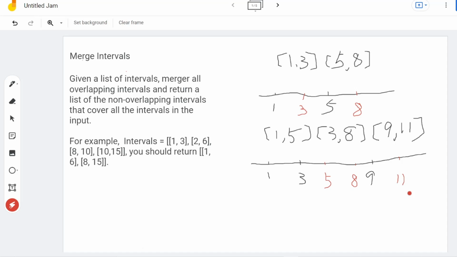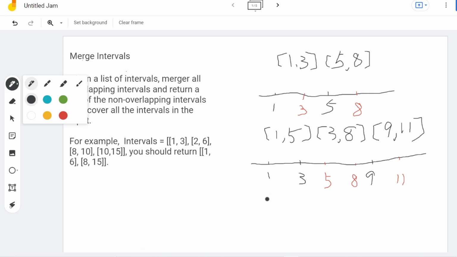Let me show you with the second example. We start from the left of the number line. First, we see a starting point. The count of starting points is 1. Then we see the second starting point, so we increase the count by 1. So now it's 2. Then we see an ending point, so one starting point is paired, and the number of unpaired starting points decreases by 1.